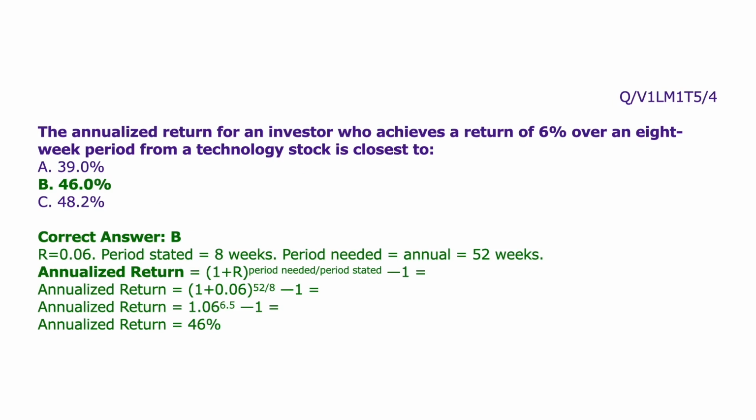This is a compounded weekly example. The period needed is 52 weeks. The period stated is 8 weeks.